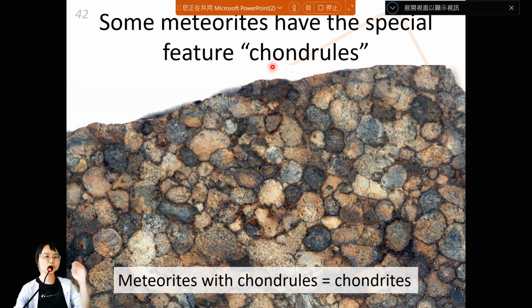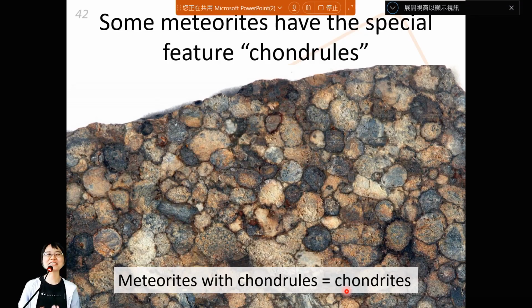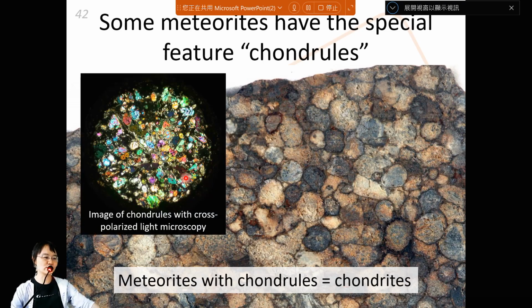So this unusual feature is called chondrule. And meteorites with chondrules are called chondrites. In Chinese, the terms sound very similar, but they mean different things. And this is how chondrules look under cross-polarized light microscopy. So under a very special type of microscopy, you see they are very beautiful, a little bit like a mosaic.